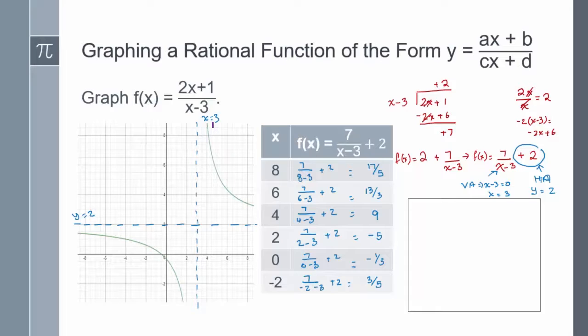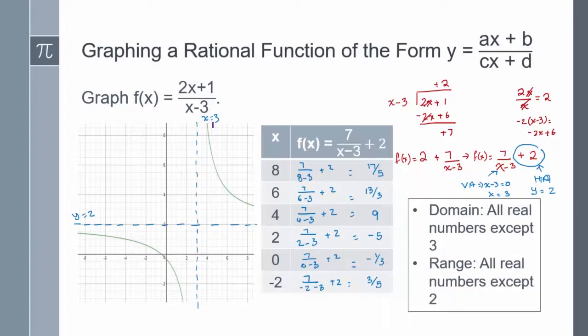Notice that our coordinate points and our asymptotes are the same as when we graphed it using the 2x plus 1 over x minus 3. The domain and range stay the same as well. Domain is all real numbers except 3, and range is all real numbers except 2.